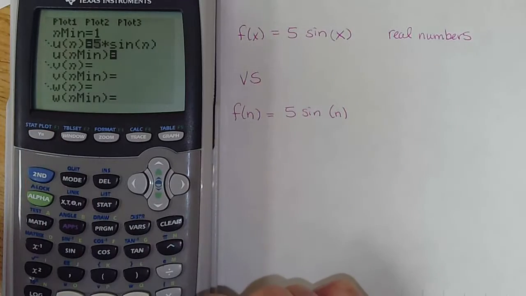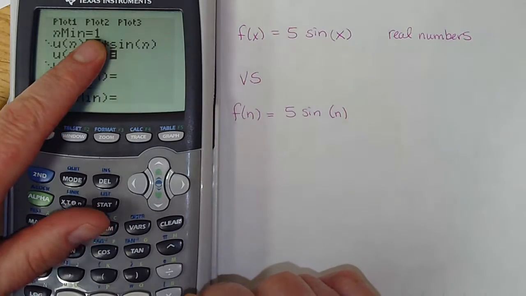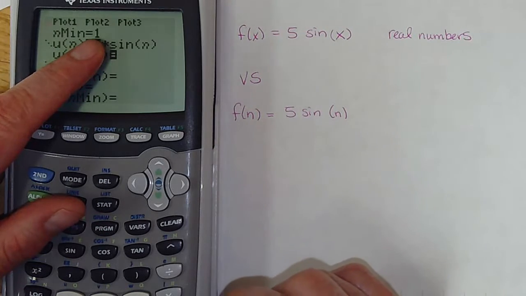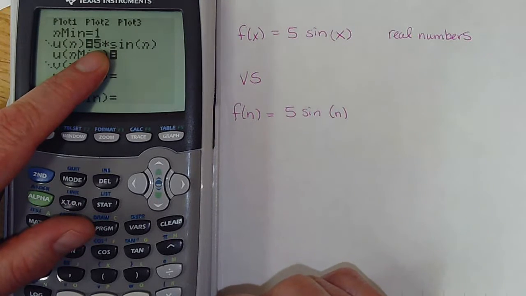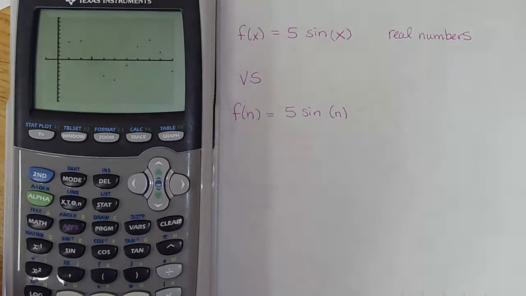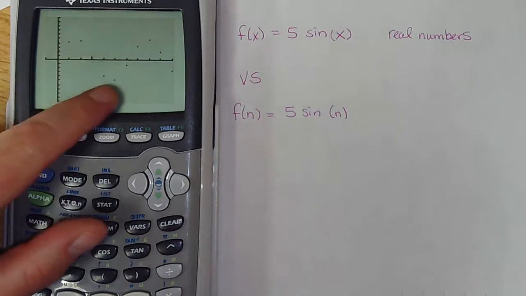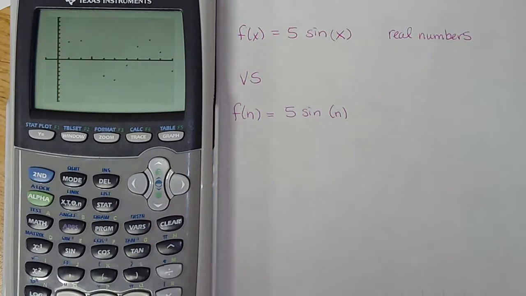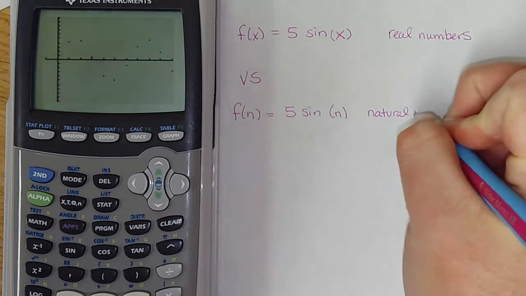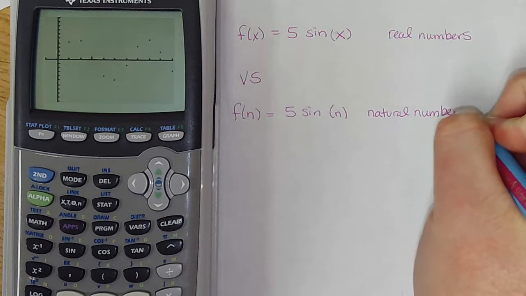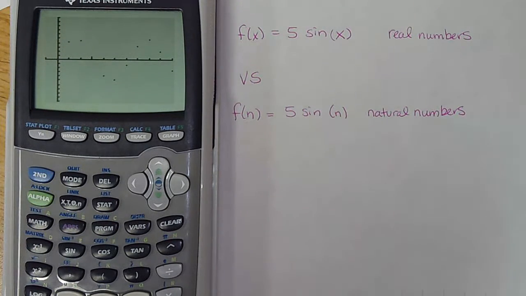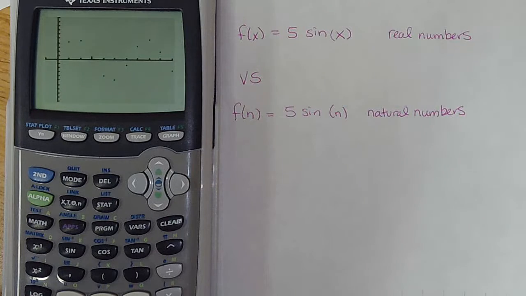So I push the y equals menu. This first line here is asking you for the starting value of n, so I'm going to start my n at 1. And then what I plotted was 5 times the sine of n. When I look at that graph, what I get is a series of dots. My n are natural numbers, so my function is not continuous here. I just have a bunch of individual dots or individual points, and that's going to affect some of the things that we're going to do.